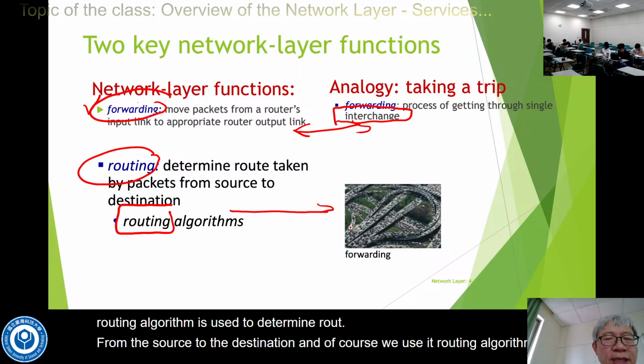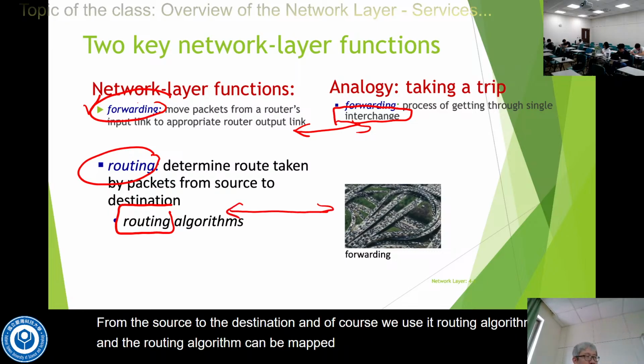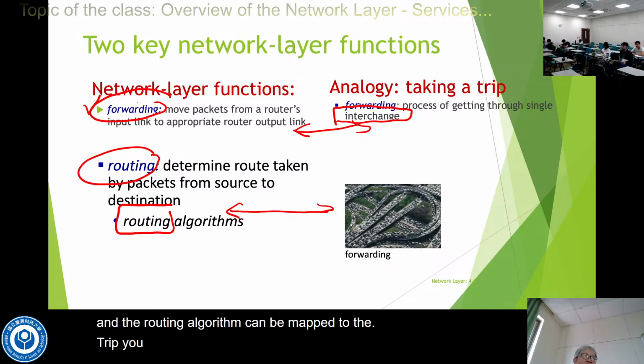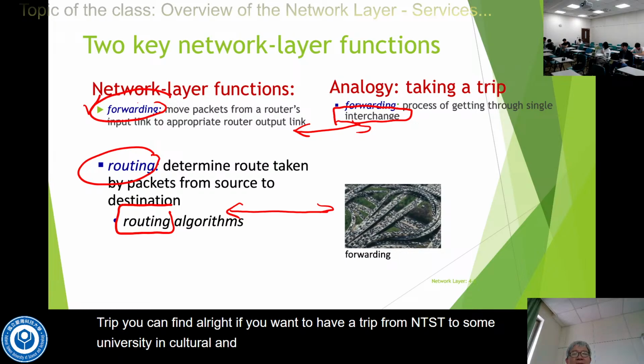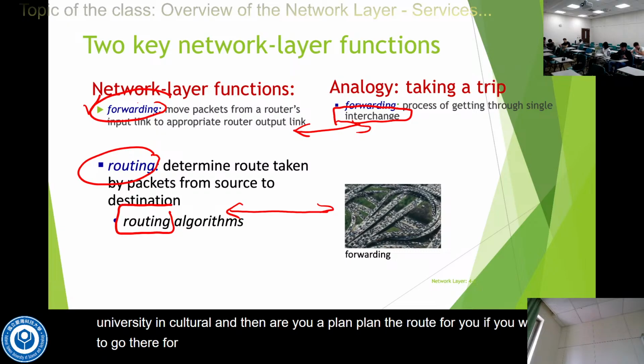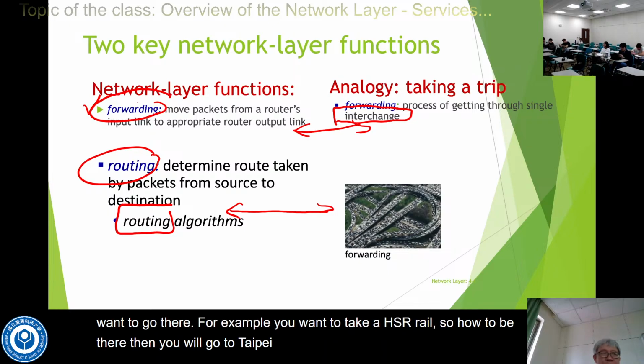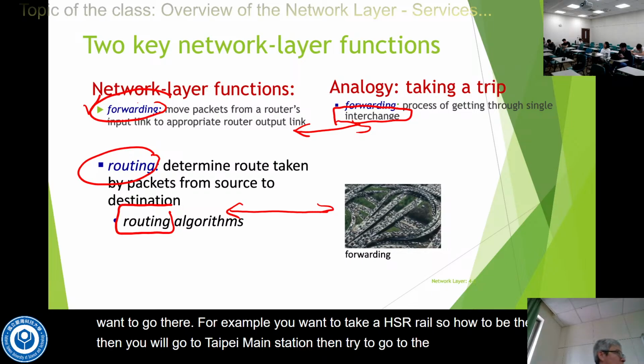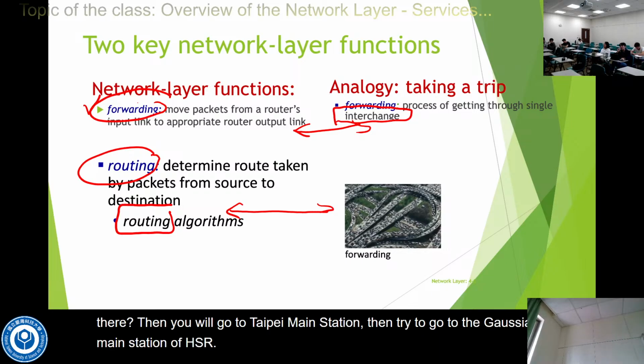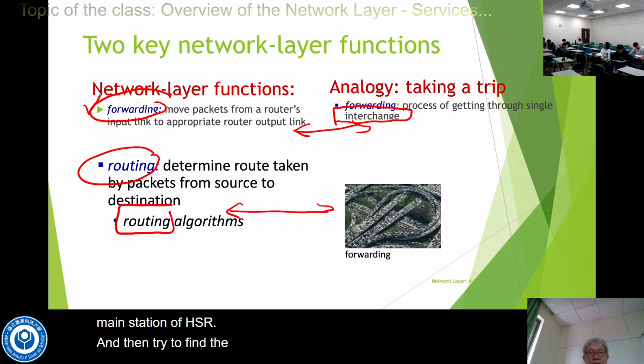The routing algorithm can be mapped to a trip. Suppose you want to take a trip from NTST to some university in Kaohsiung, then you will plan the route if you want to go there. For example, you want to take the HSR. So how to get there? You will go to Taipei main station, then go to the Kaohsiung main station of HSR, and then find the local route so you can reach the destination you set.